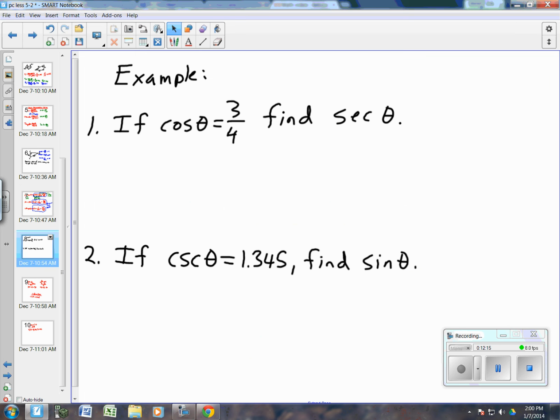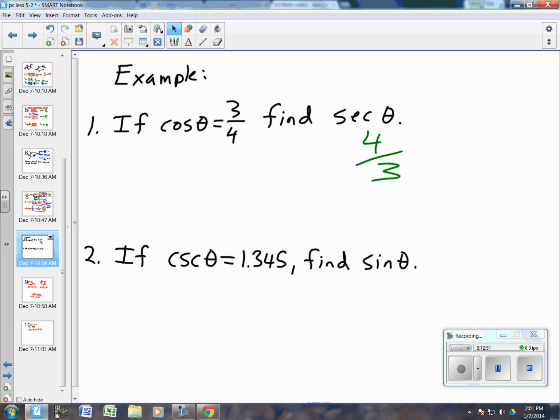Okay, number 1, if cosine of theta equals 3/4, find secant of theta. You should have the answer by now. When you have the answer, raise your hand. What is the secant of theta? Kristen, what is it? 4/3, because cosine and secant are reciprocal functions. Okay, good.